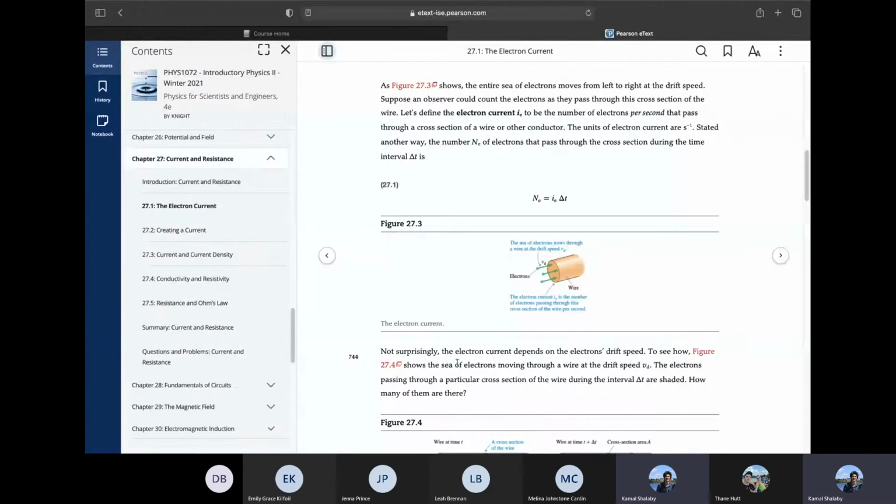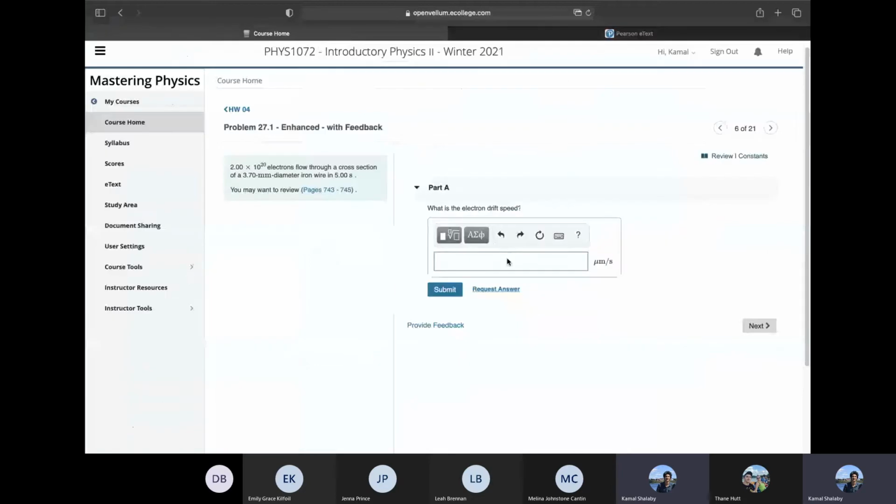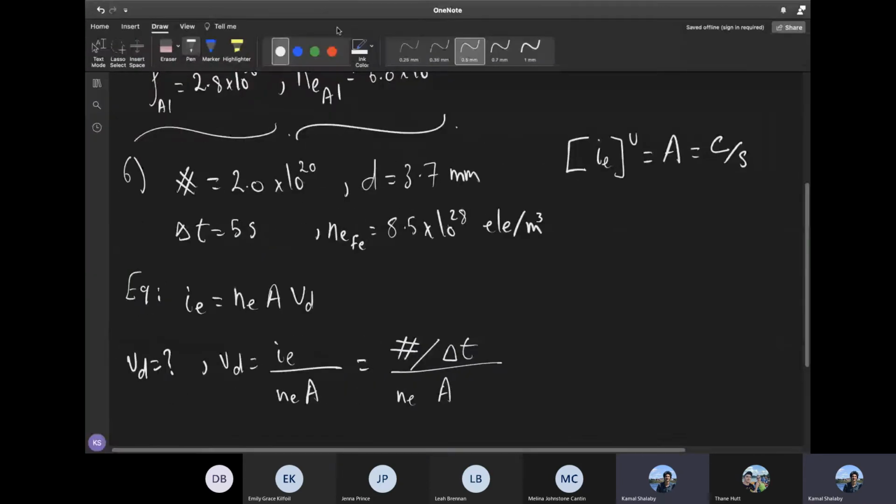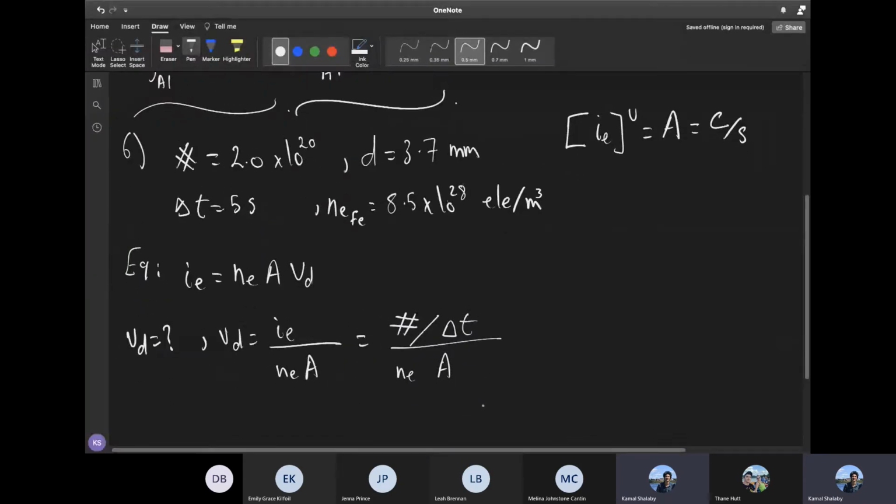You do the same thing. It's only one question, 2 parts. Here you find the electron current, and then you have n e equal to, and you can easily find what A is. And you're good to go. So is question 6 okay? Yes, thank you. Okay.